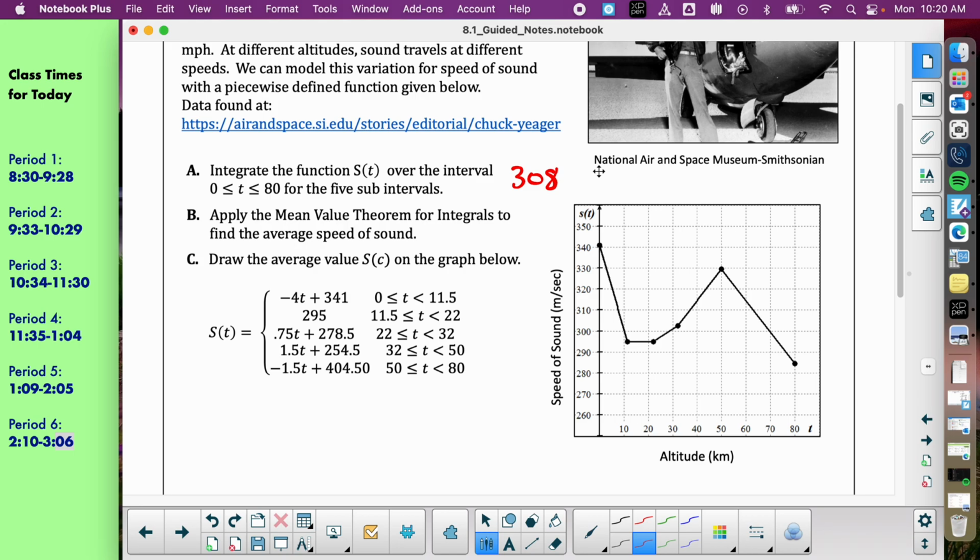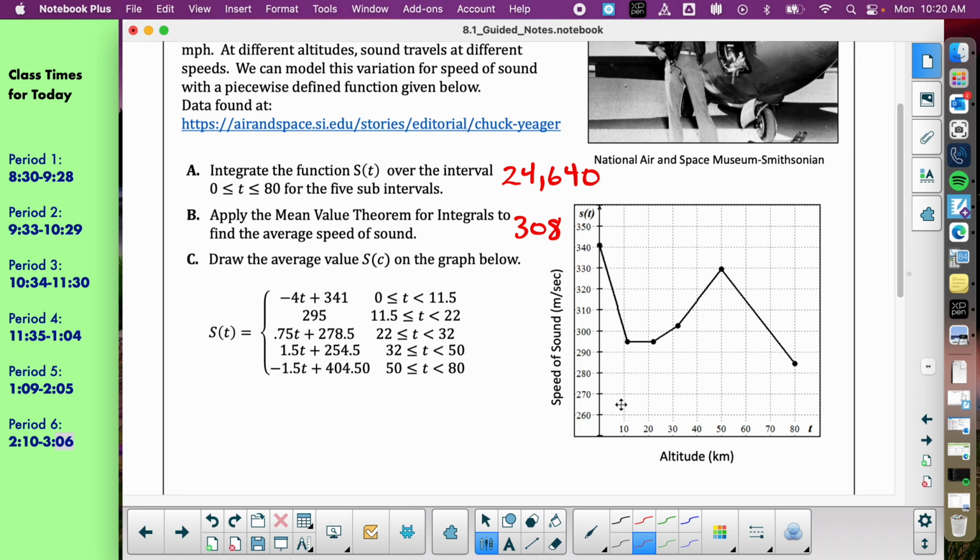24,640. That actually sounds more reasonable, to be honest. 308 sounds way too small. From 0 to 80, I think what you were giving me is the average height. You were giving me the answer to B. Let's just move that down a little bit. You just went a step too far. What did you say it was, 24,000? That sounds correct as well.